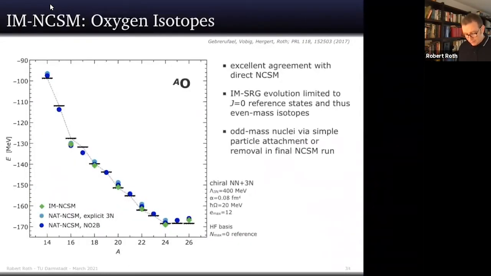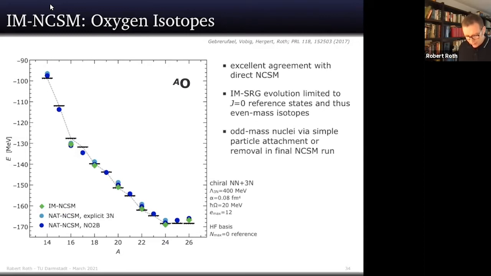You get quantitative results. Here, the summary for the ground state energies of the oxygen isotopes, which are at the 1 to 2% level in agreement with your best possible straight NCSM calculations. And this 1 to 2%, that's illustrated here by the comparison of these green symbols, which are the simple in-medium NCSM, and the blue symbols, which are the NCSM with a natural orbital basis.